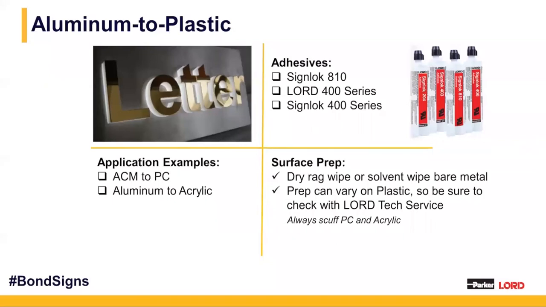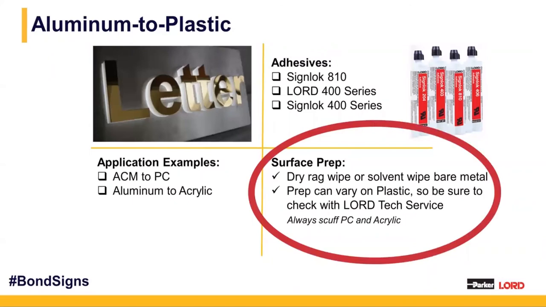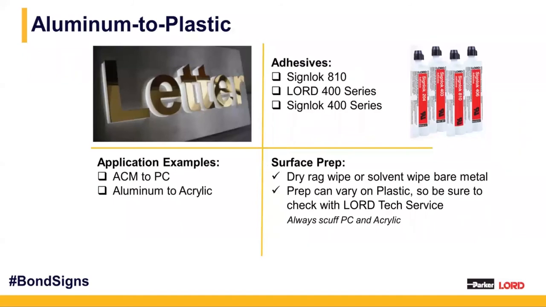The first step to cross-bonding aluminum to plastic is ensuring the parts are clean, as with the other previous applications. As we discussed in the previous cross-bonding applications, the surface prep can vary on plastic, so you'll want to double check with our tech service support team or your Lord regional manager, such as myself, before moving forward. In some cases, all you'll need is just a solvent wipe, but in other cases, you may have to scuff, flame treat, or even plasma treat, depending on what you're trying to stick to.